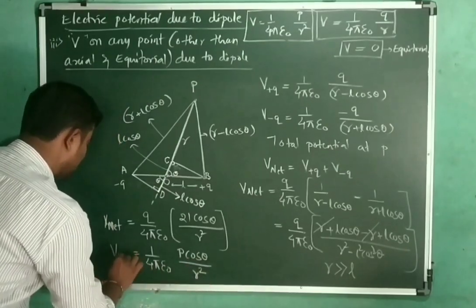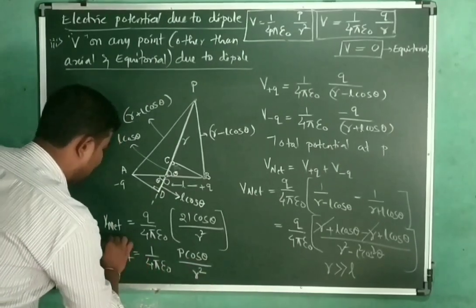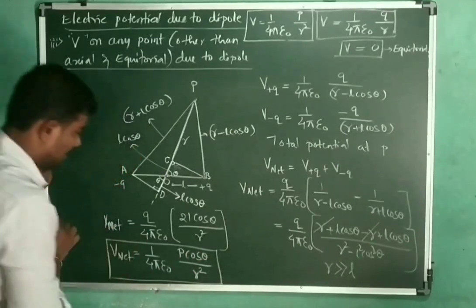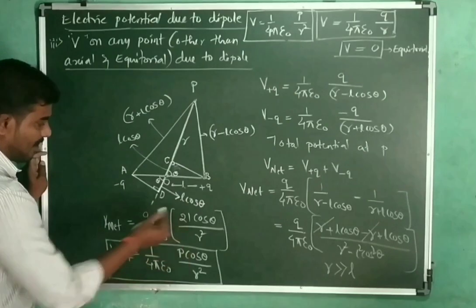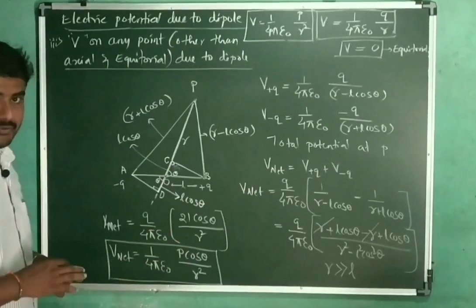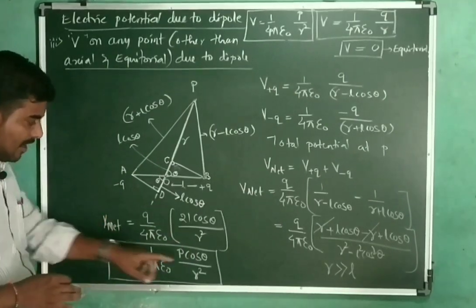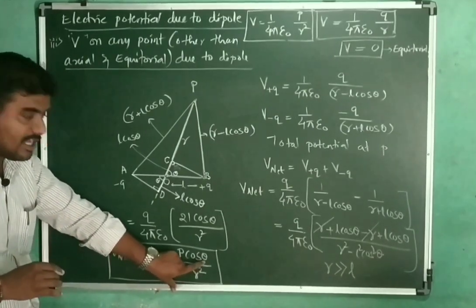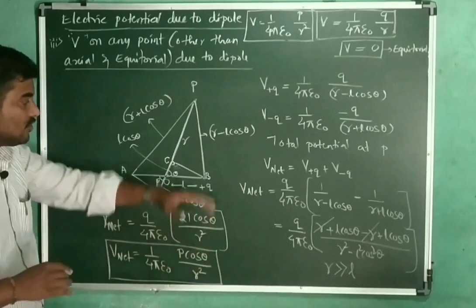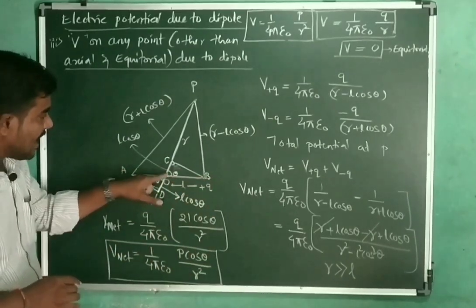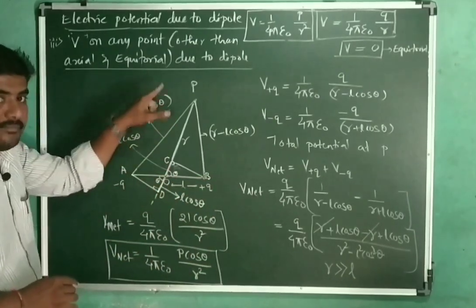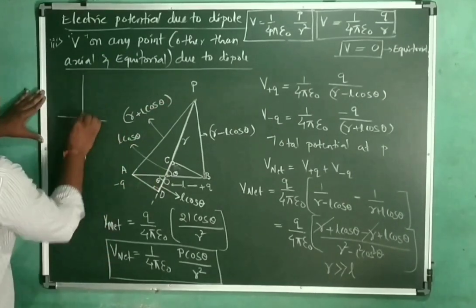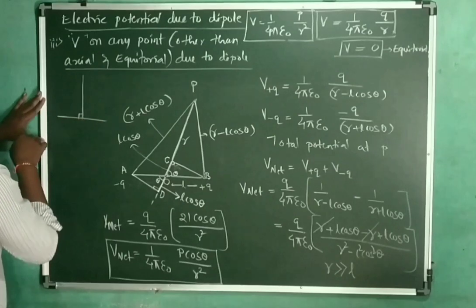This is V net. So, total electric potential at point P is going to be 1 by 4 pi epsilon naught P cos theta divided by R square. And one point to remember, if I consider equatorial line, then theta is going to be 90 degrees. Because this is dipole, and if I consider equatorial line, then the theta is going to be 90 degree. See here, this is dipole and this is equatorial line. The angle is going to be 90 degree.